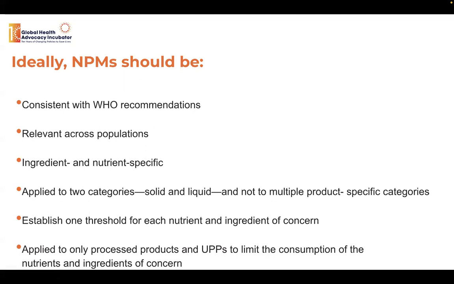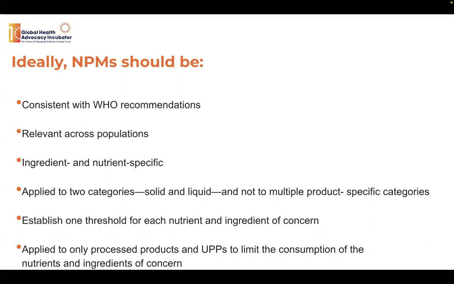The second point that is really important is that it should be relevant across populations, applicable to the country's general population and not to special subgroups, like for example, developing only one nutrient profile model for children. Another key component is that it should include thresholds for nutrients and ingredients of concern that are associated with NCDs and also that are markers of UPPs, like for example, trans fat, saturated fat, sugars, sodium, and also non-sugar sweeteners.